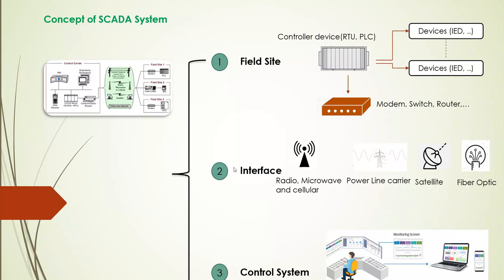We need an interface for the data exchange between the field side and the control system. There are some interfaces, for example, radio or microwave, power line carrier, satellite, or fiber optic. This interface telecommunication depends on the infrastructure in your area. So with this platform or concept, you can gather the data from the field, make a profile, and send it to the control system for monitoring, and send a command to the field side.